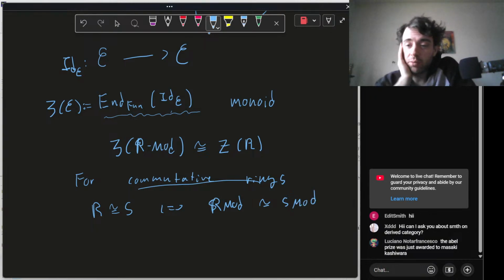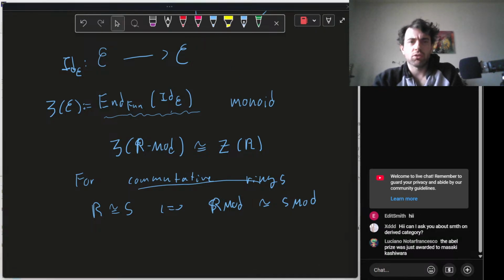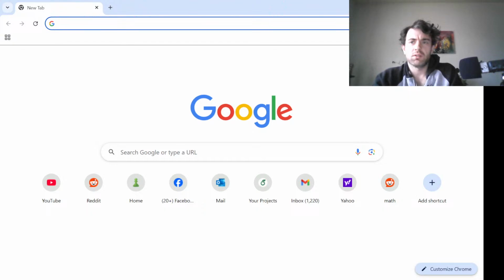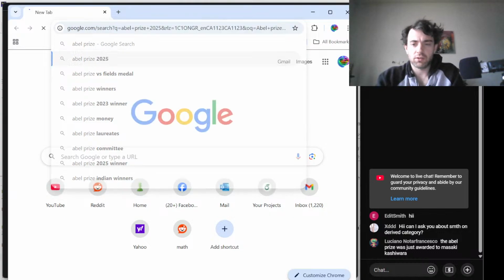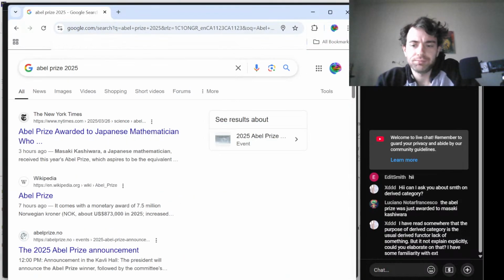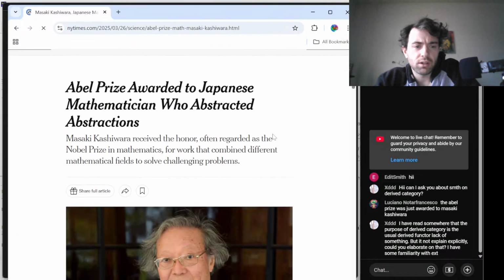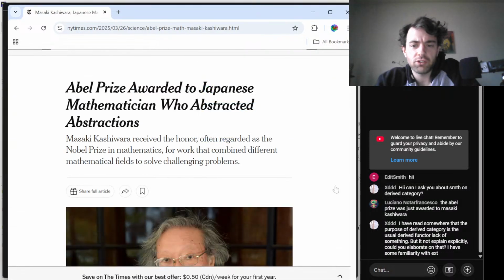Oh, the Abel Prize was just awarded to Masaki Kashiwara. Thanks for letting me know. To be honest, I don't know who Masaki is, but I definitely know Kashiwara. Let's bring that up. Abel Prize 2025. Okay. Cool. Kashiwara is actually related to what I was talking about yesterday or the day before, D modules. He's a big D modules guy.